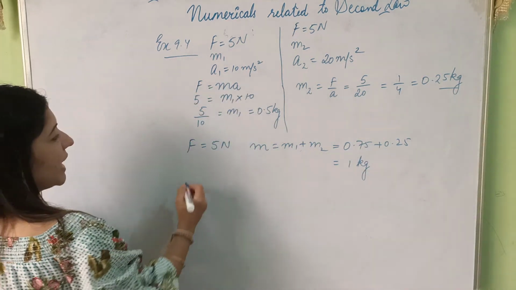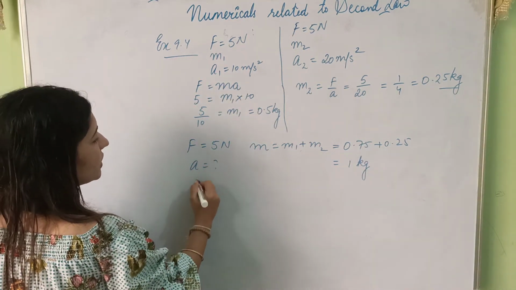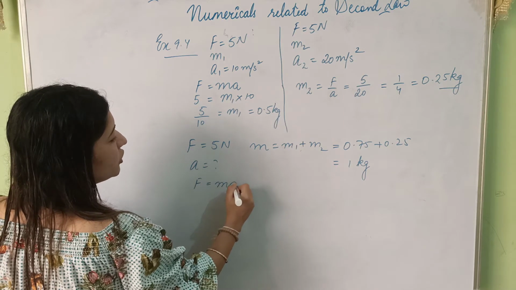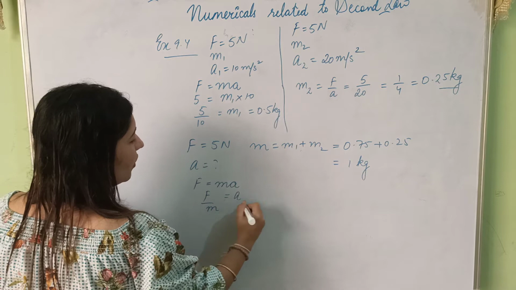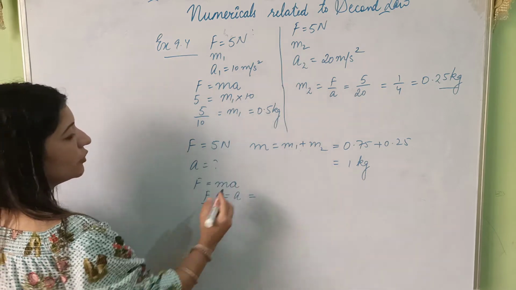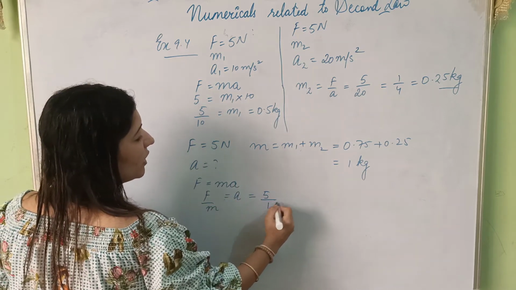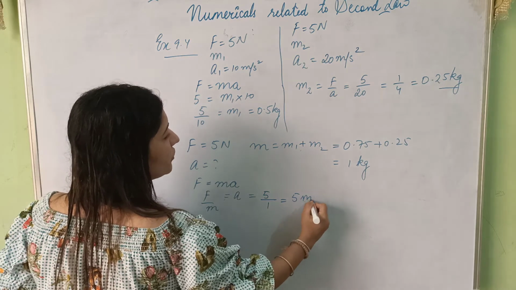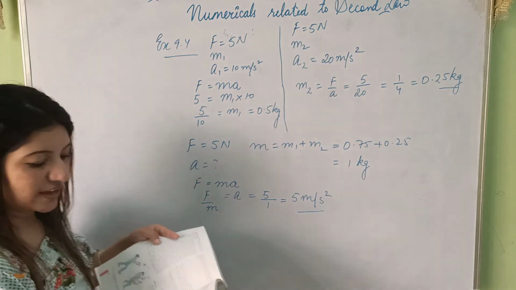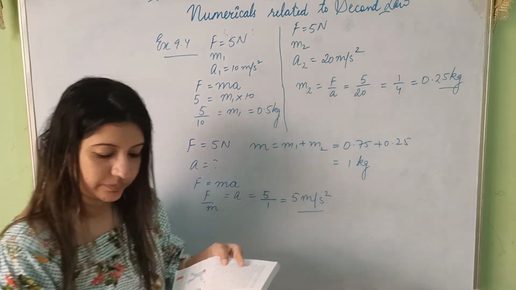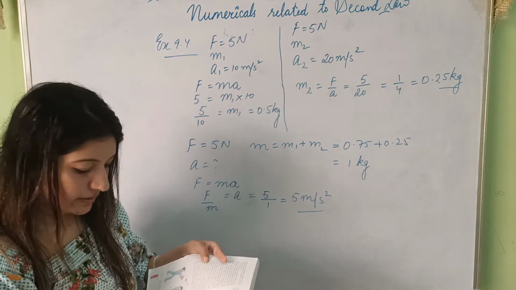You need to find the acceleration using the formula F is equal to m into a. Keeping a here only, it is F by m, so the acceleration is equal to 5 by 1, which is 5 meters per second square. Your new acceleration is 5 meters per second square.